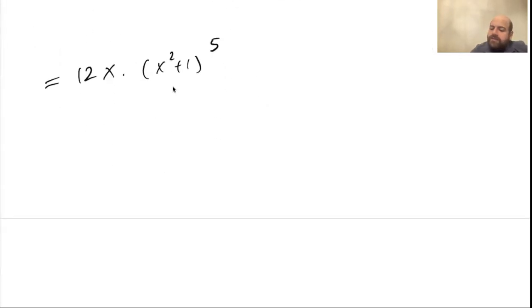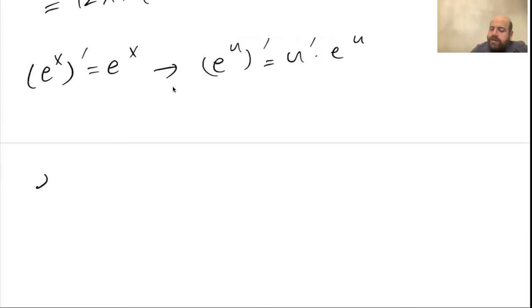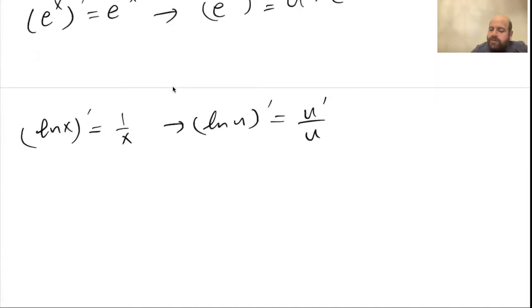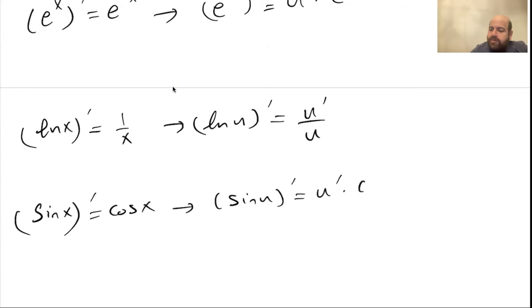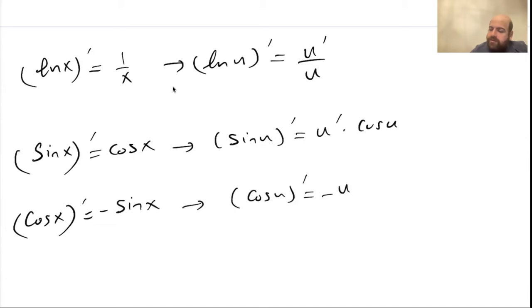Other derivative rules that we have seen before: for example, the derivative of e to the power x is e to the power x itself. So that means the derivative of e to the power u is u prime times e to the power u. Or ln x, the derivative of ln x is 1 over x. That means the derivative of ln u is u prime over u. The derivative of sine x is cos x, which means the derivative of sine u is u prime times cos u. The derivative of cos x is minus sine x, and that means the derivative of cos u is minus u prime times sine u.